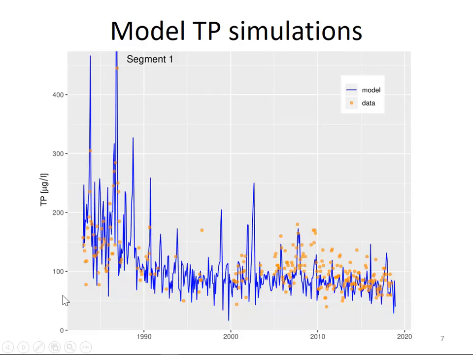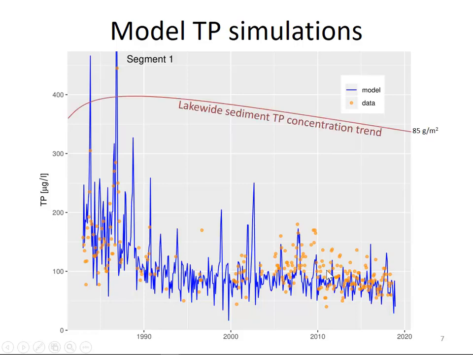Okay, and here you can see our model results. So we ran this model over a very long time period, from the creation of the reservoir back in the early 1980s all the way up until present. And you can see it does a pretty good job at capturing both the long-term and the seasonal variability in phosphorus concentrations. All right, and this is for segment 1, the upstream segment, which is most highly impaired. And so that's why I'll focus primarily on that segment.